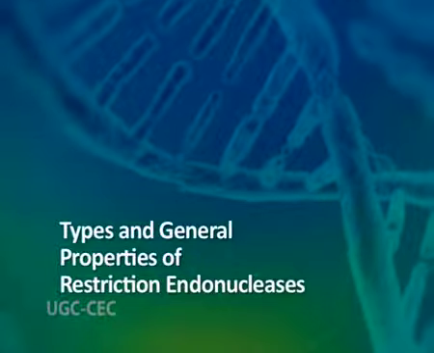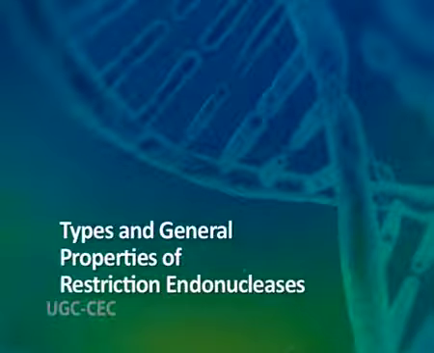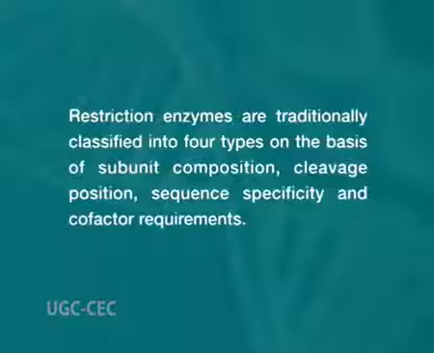In the next subtopic, we'll be discussing types and general properties of restriction endonucleases. Restriction enzymes are traditionally classified into 4 types on the basis of subunit composition, cleavage position, sequence specificity, and cofactor requirements. However, amino acid sequencing has uncovered extraordinary variety among restriction enzymes and revealed that at the molecular level, there are many more than 4 different types.